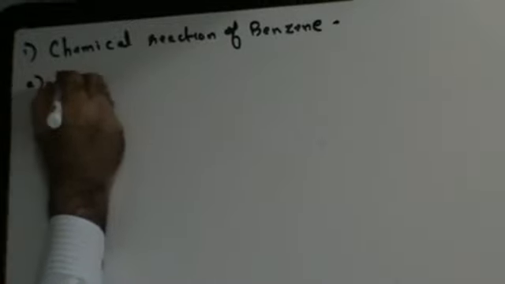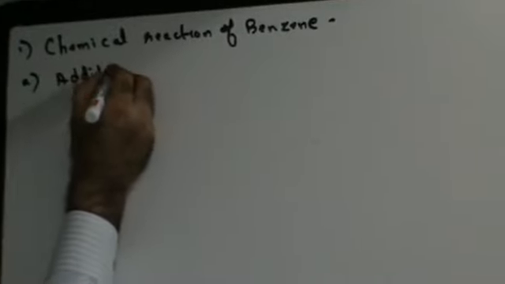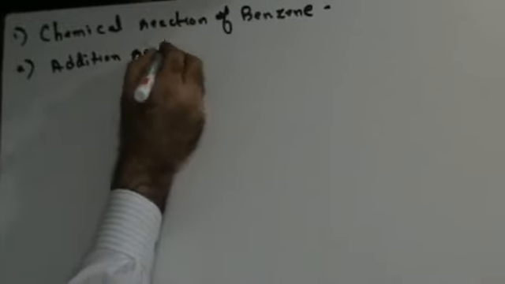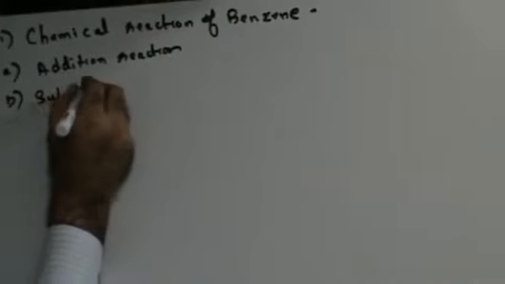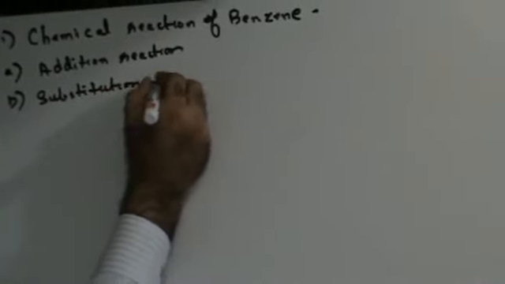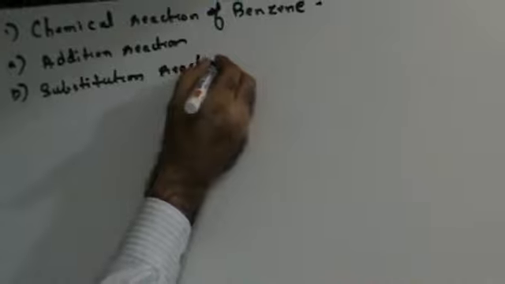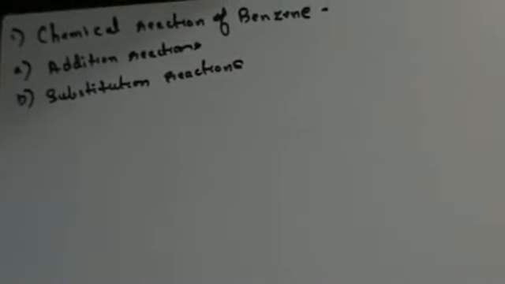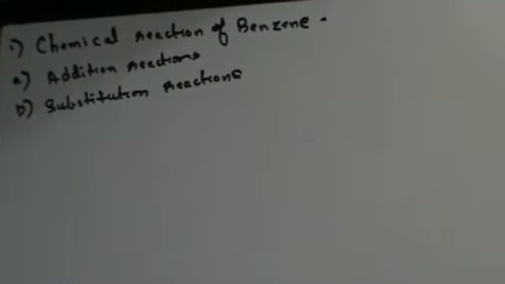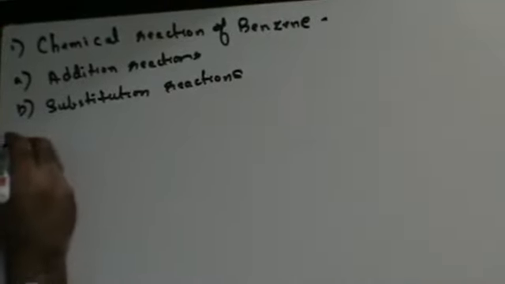Now when you talk about chemical reactions of benzene, they are classified into two categories: addition reactions and substitution reactions. Let's see what the different types of addition reactions are.